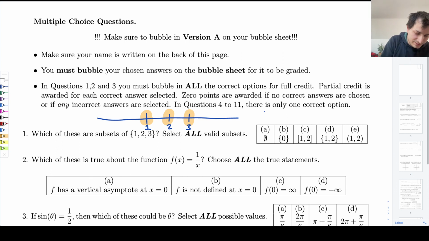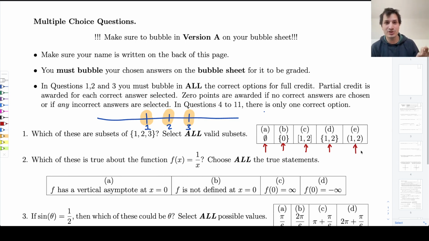And your options are, option A is a special symbol, the empty set. Option B is the number 0. So curly bracket 0 means just the number 0 on its own. Option C was the interval 1 to 2. So all the numbers between 1 and 2, including 1 and 2, is option C. Option D is the numbers 1 and 2 only, no numbers between them. And that's because it's got curly brackets. And option E is everything between 1 and 2, not including 1 and 2, the round brackets.